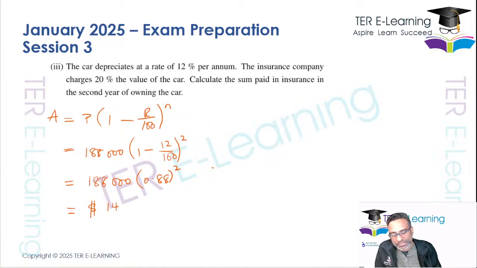It's $145,587.20. So that's the value of the car after 2 years. I hope that's making sense. I see some of you have that there. So that's the value of the car after 2 years.